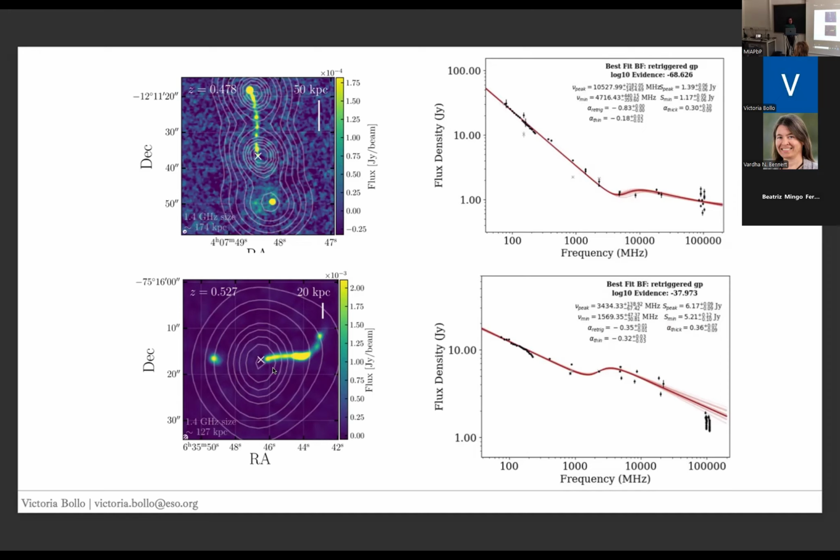The resolution is not great in the radio emission, but in ALMA we have very detailed resolution to see the bending in this case. The SED of this object looks slightly flatter than the one before, so this might indicate that this jet is younger.